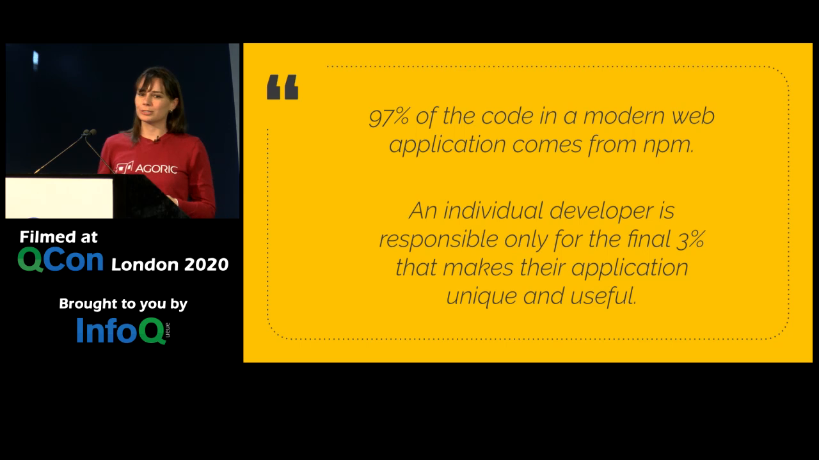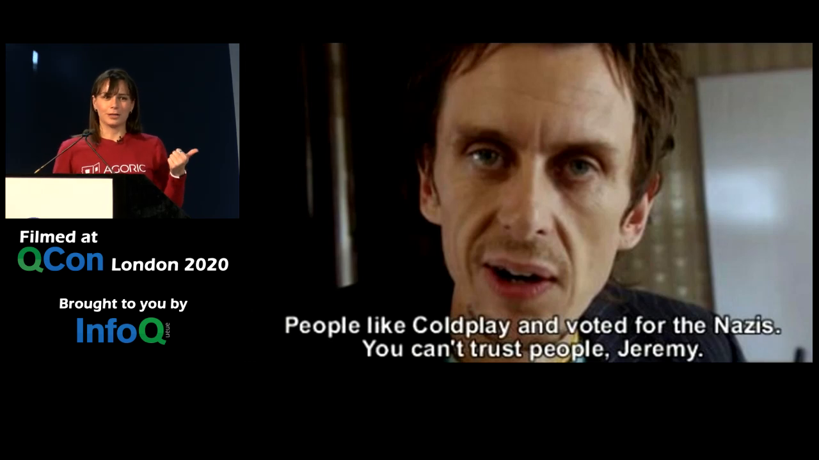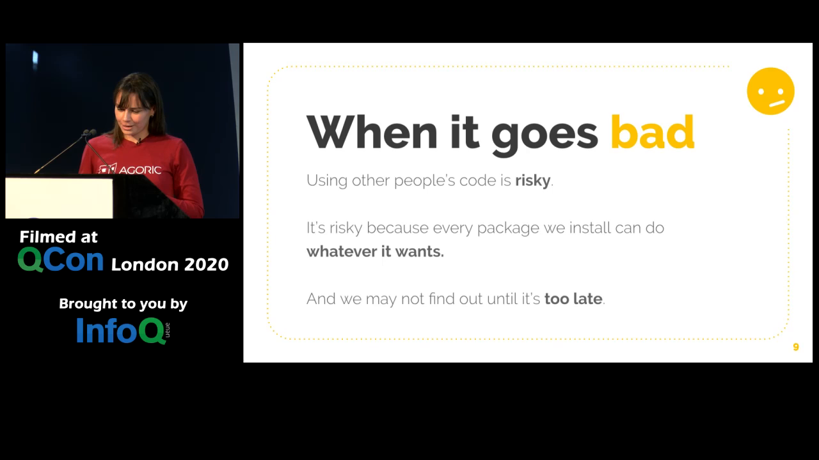But not everyone is good, and not everyone is good all the time. People make mistakes. And as Super Hans from Peep Show once put it, people like Coldplay and voted for the Nazis, right? So, you know, what happens when things go bad? Using other people's code is risky. And it's risky because whatever package we install can basically do whatever it wants. So there are no restrictions, and we may not find out what happens until it's too late.